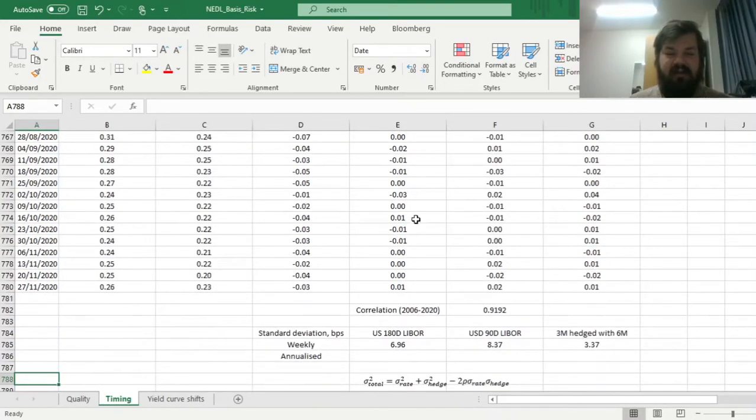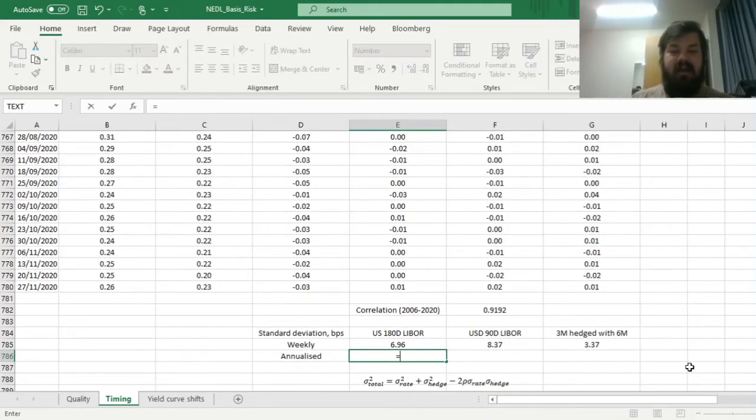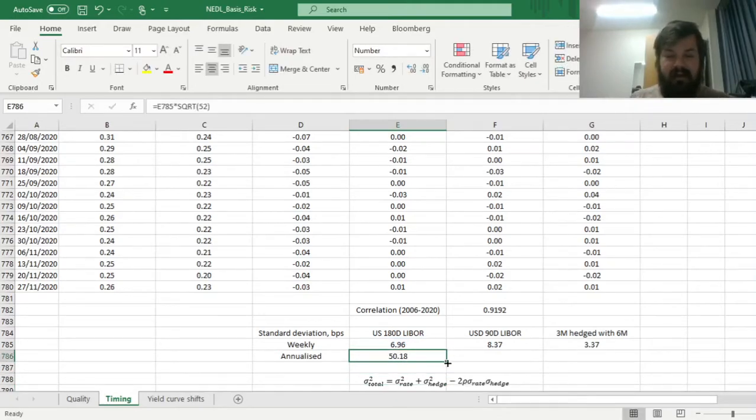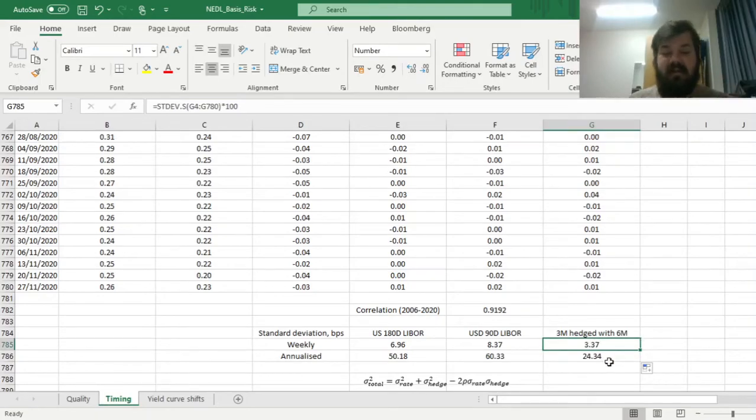And here we can also convert our weekly volatilities into annualized volatilities by just multiplying those by the square root of the number of weeks in a year. Here we can still see that our hedged position actually quite dramatically reduces our initial exposure. It reduces it more than 50%. In terms of weekly volatility, we reduce it from 8 basis points to 3 basis points. In terms of annualized exposure, we reduce it from 60 basis points to 24 basis points.